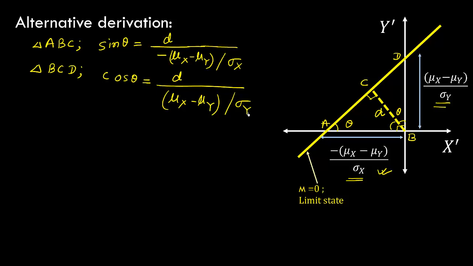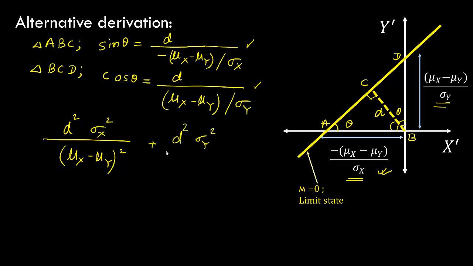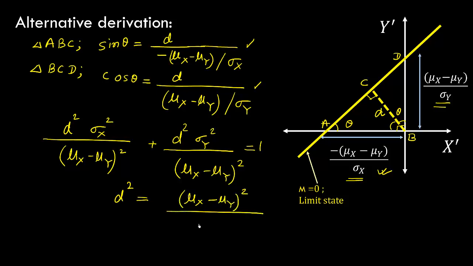Now we can use the identity, that is sin square theta plus cos square theta is equal to 1. This means the square of this term plus the square of this term is equal to 1. So let's write that. We will have D square divided by mu x minus mu y, and negative becomes positive and sigma x term goes on the top. Similarly here I can write D square sigma y square over mu x minus mu y whole square, this is equal to 1. So from here I can write D square is nothing but mu x minus mu y whole square, and this divided by sigma x square plus sigma y square.